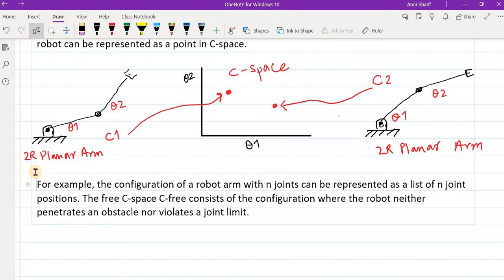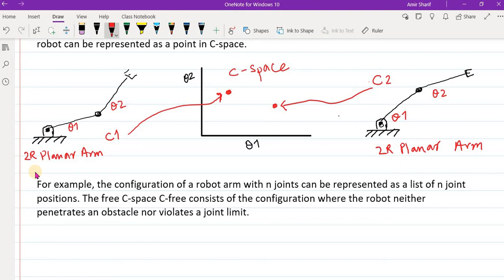The configuration of a robot arm with n joints can be represented as a list of n joint positions. Okay, so in this case we have only 2 joints, which can be represented by theta 1 and theta 2. The angular positions of the 2 joints are the configuration of this robotic arm.